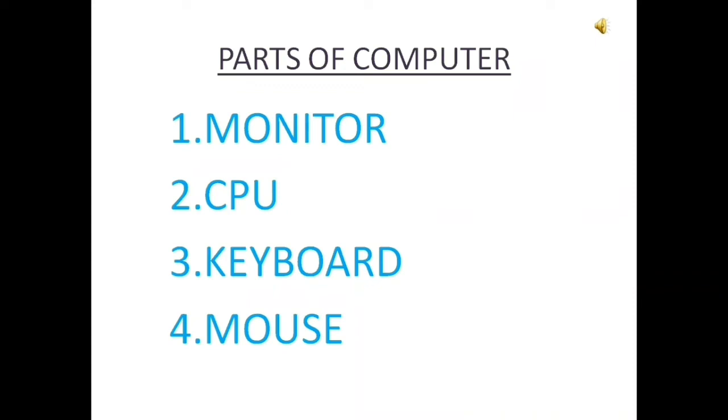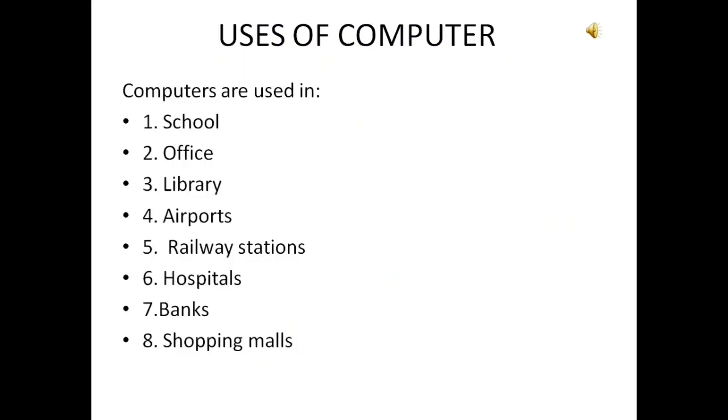Parts of computer. So first one monitor, second one CPU, third one keyboard, and fourth one is mouse. Uses of computer. The computers are used in school, office, library, airports, railway stations, hospitals, banks, and shopping malls.